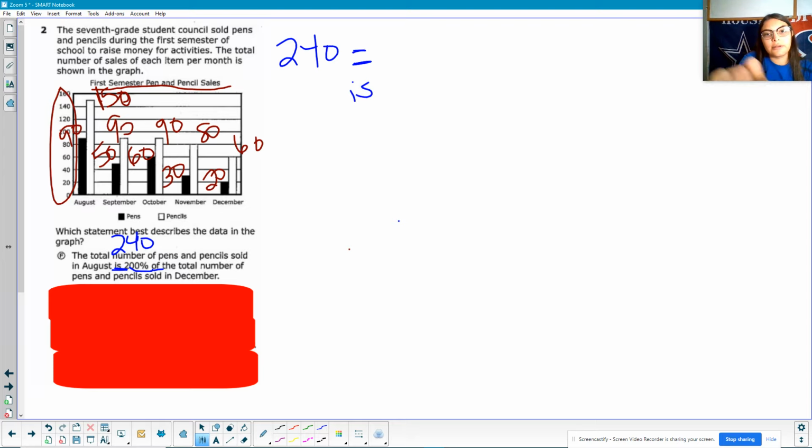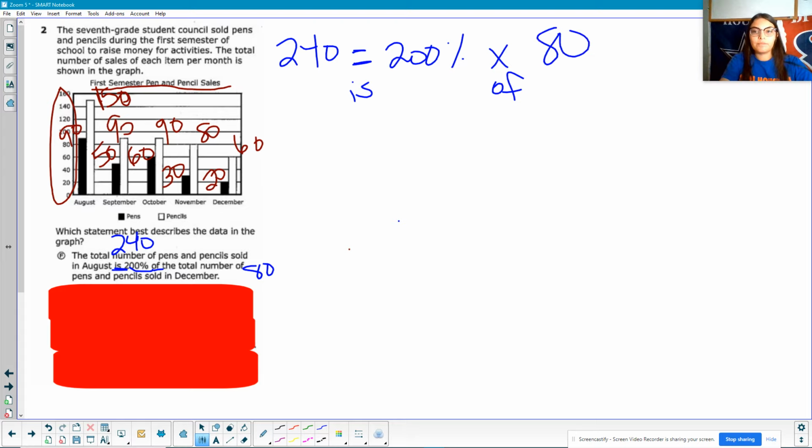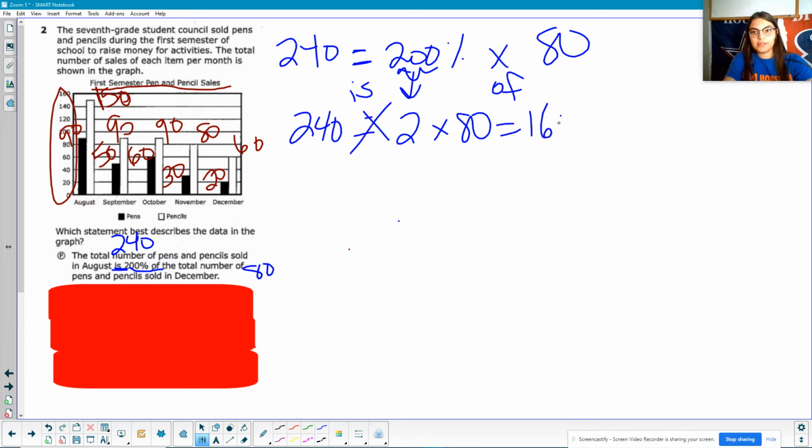So August, we have 90 and 150, so that is 240 for August. It is 200% of, so "is" is a keyword for equals, 200%, and "of" means to multiply. So a couple of keywords there, of the total number of pens and pencils in December. So pens and pencils in December is 80. I just added 20 and 60. Okay, 200% as a decimal, moving it over twice to the left, is 2. So does 240 equal 2 times 80? No, that is equal to 160. So F is not our answer.